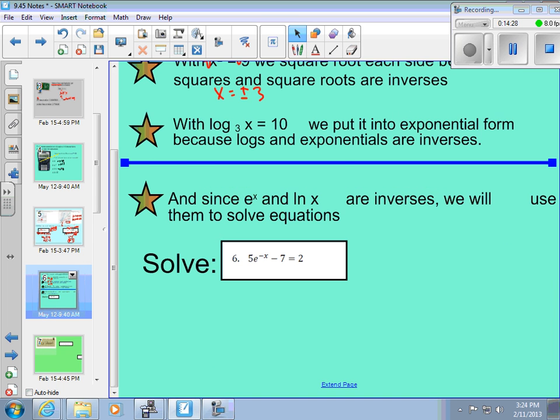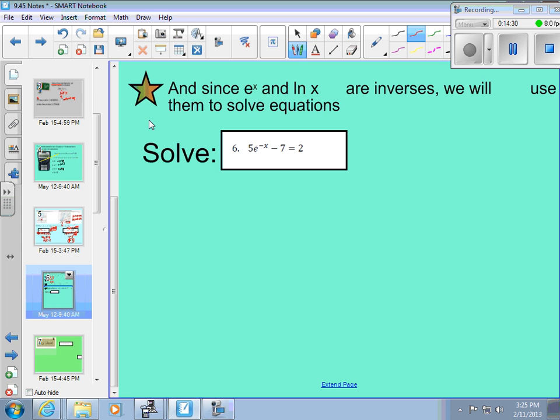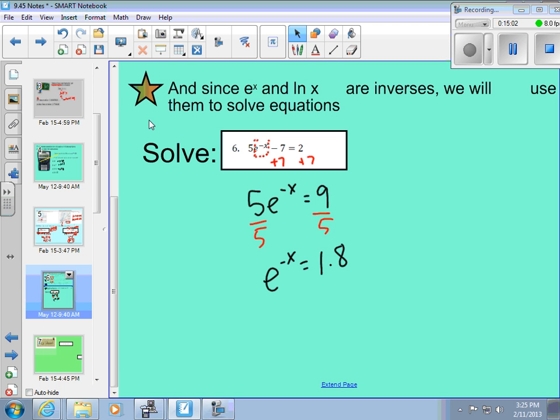So to solve number 6, we want to try to get this exponential part by itself first. The first thing we need to move is this 7. We're going to add 7 over. So what we end up with is 5 e to the negative x equals 9. Now we want to keep solving that, next thing, divide by 5. Get the exponential part by itself, and then we can hopefully get our solution. We'll continue this and learn how we can use logs to finish solving that tomorrow.